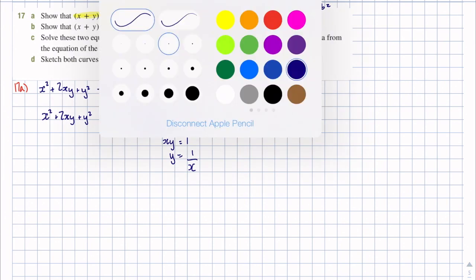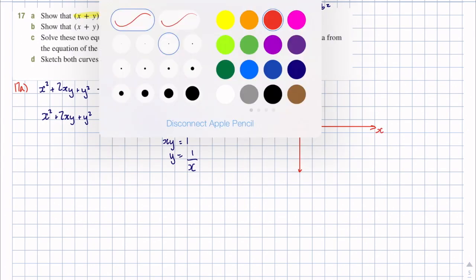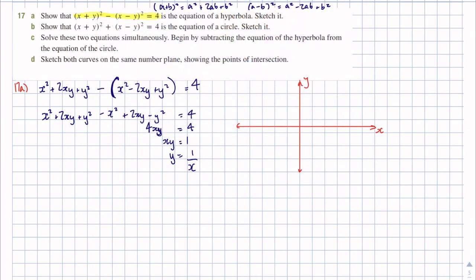Sketch it. Well, that's simple enough. Once again, we don't have to be amazing with these. If x is negative, y will be negative. Y is positive, x is positive. That's it, that's sketched.